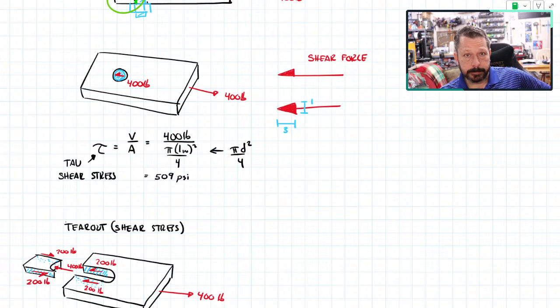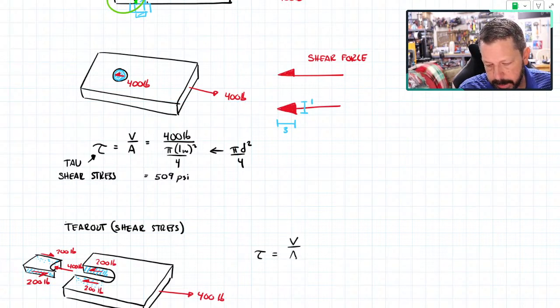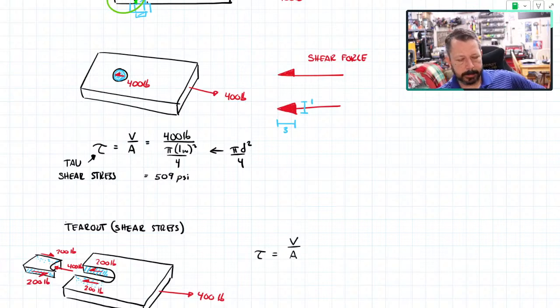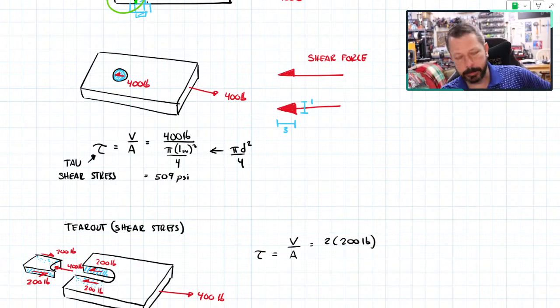And so that's a shear stress. Force is parallel to this area, so that's a shear stress. It's definitely not perpendicular. So I would have tau equals V over A. It doesn't matter which one of these I look at. If I look at the little piece that got torn out, or if I look at the block that's left, they'll both calculate the same way. Let's look at the little piece that tore out. I have a total shear force of 400 pounds. I have two that are each 200 pounds, so 400 pounds.